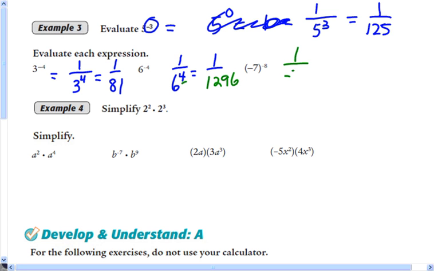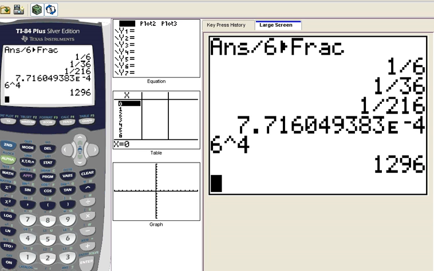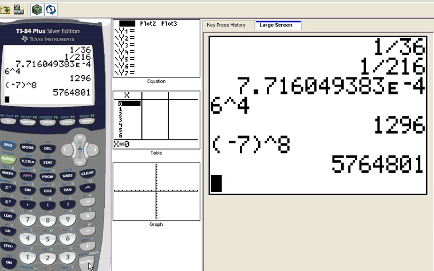So if I have negative 7 as my base, it's 1 over that base, negative 7, only now it's a positive exponent, so I need to know what negative 7 to the 8th power is. I want this as a fraction, so I'm going to put 1 over and figure out what negative 7 to the 8th power is on my calculator. So negative 7, and I'm going to use parentheses here. If I don't, I possibly won't get the right answer. I won't in this case. 5,764,801.